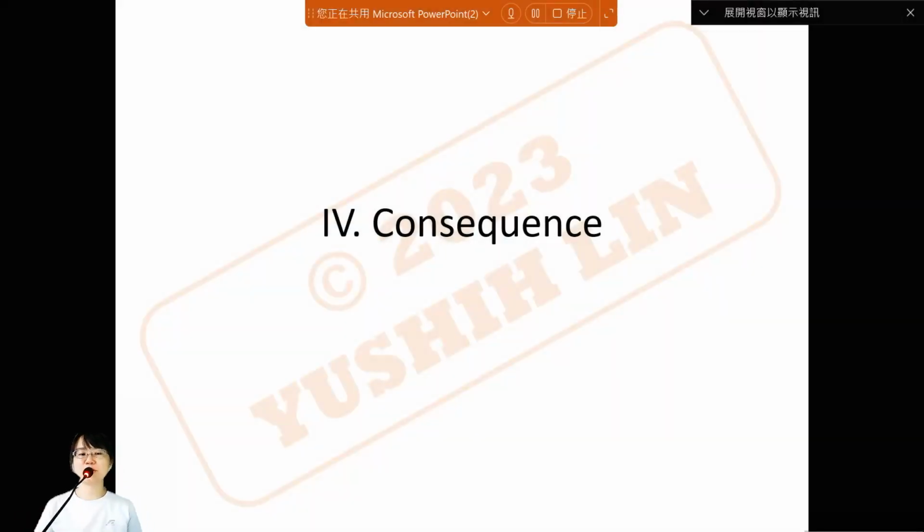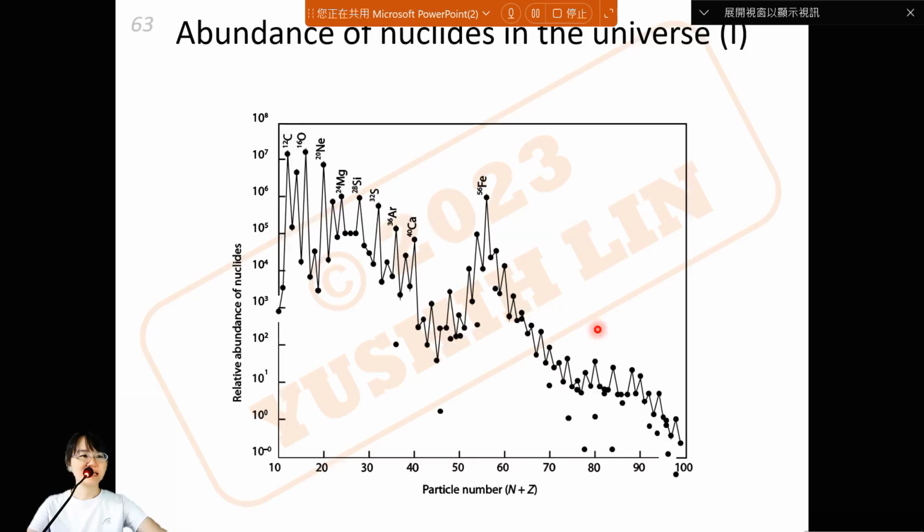Now it is the final part, the consequence of nucleosynthesis. This is the abundance of nuclei in the universe. This is a figure from the textbook. Here we have N plus Z. This is basically atomic weight. And this is the relative abundance of nuclei.